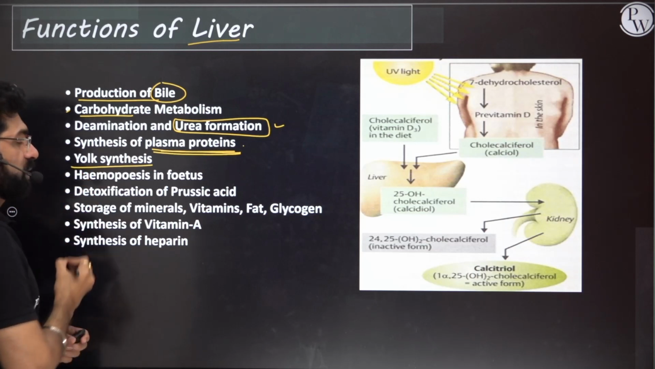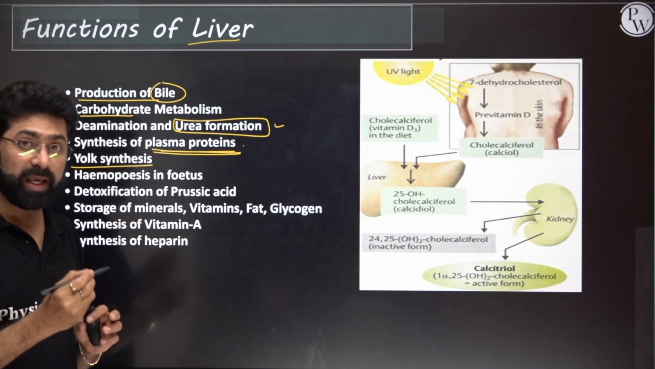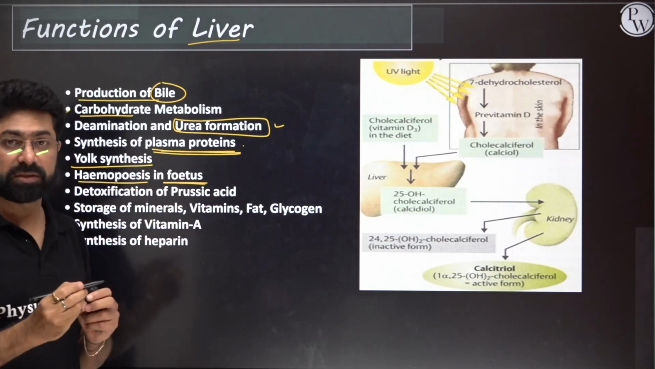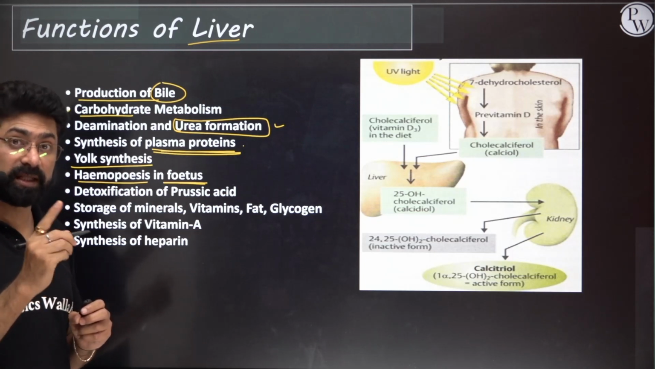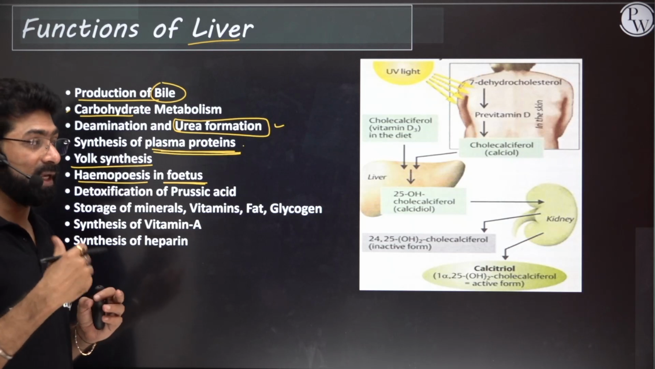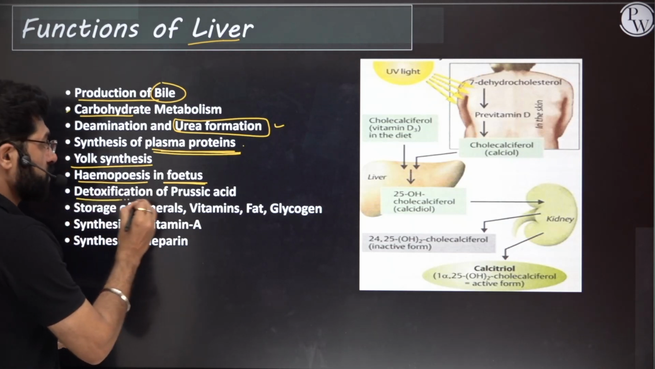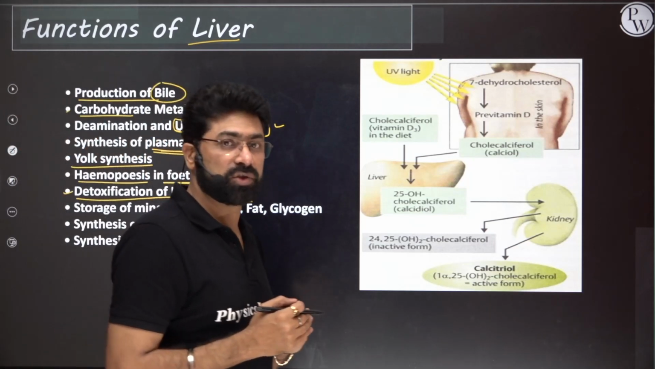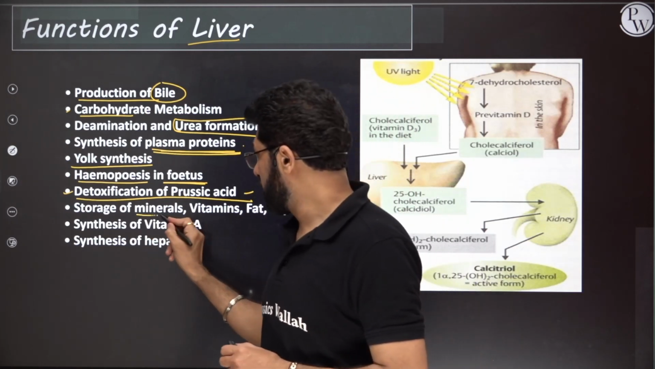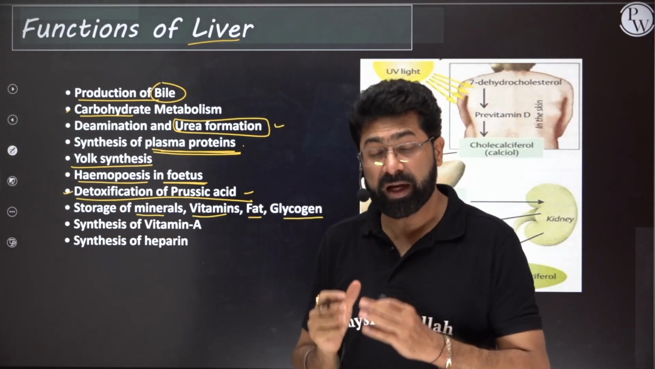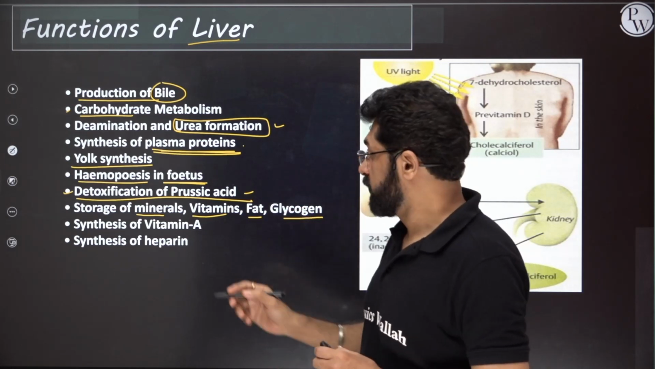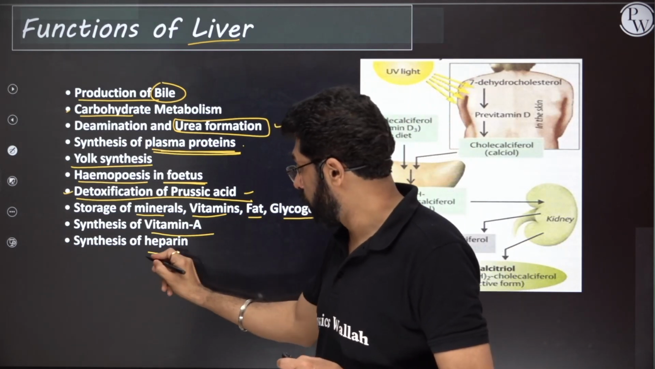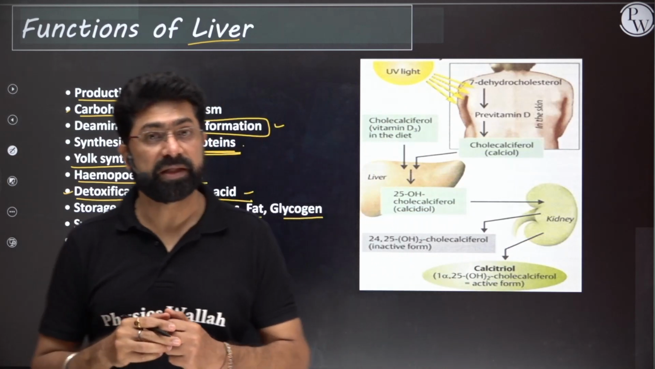Yolk synthesis also takes place in the liver, whereas hemopoiesis in the fetal stage will take place in the liver. In the embryonic stage, it may take place in the yolk sac. Detoxification of prussic acid, which is harmful, has to be done, so the major organ for detoxification is your liver only. Storage of minerals, vitamins, fats, glycogen, and even iron, which is stored in ferritin form, takes place in the liver only. Synthesis of vitamin A and vitamin D will take place in the liver. And synthesis of the anticoagulant called heparin also takes place in the liver.